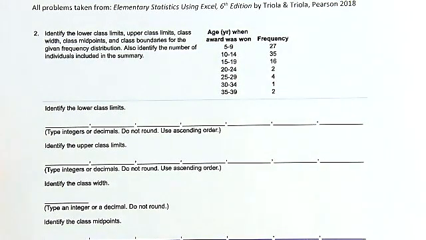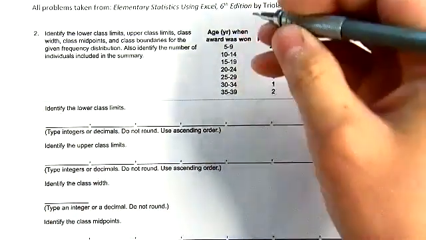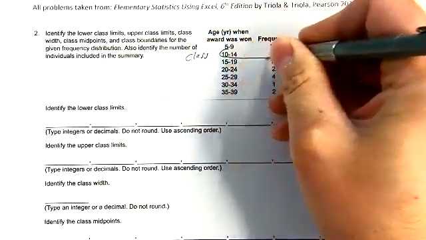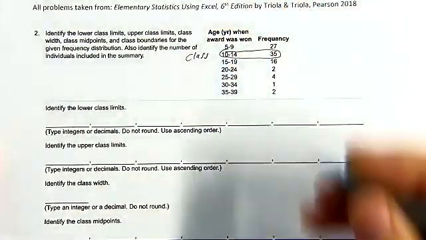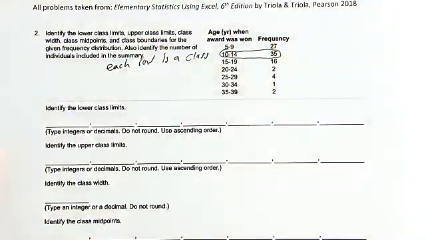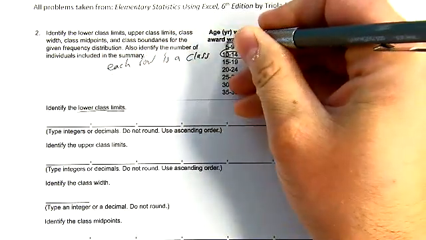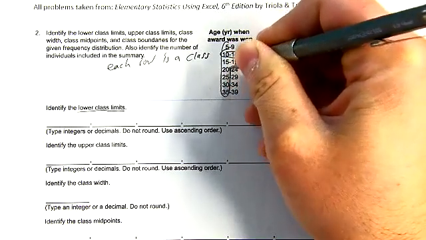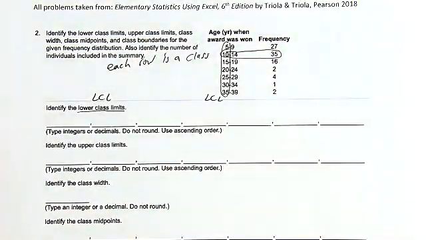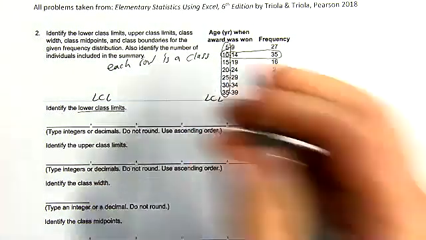So the first question says, identify the lower class limits. Each one of these rows is what we call a class. This row is a class, and this row is a class. Each row is a class. So the lower class limits are just the smaller numbers for each class. All of these are the lower class limits. So it would be 5, 10, 15, 20, etc.